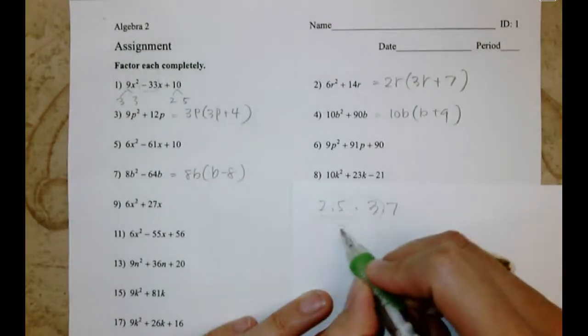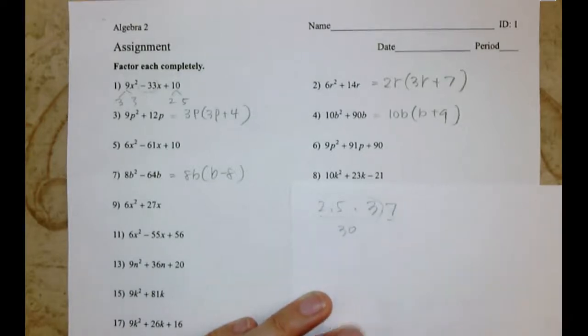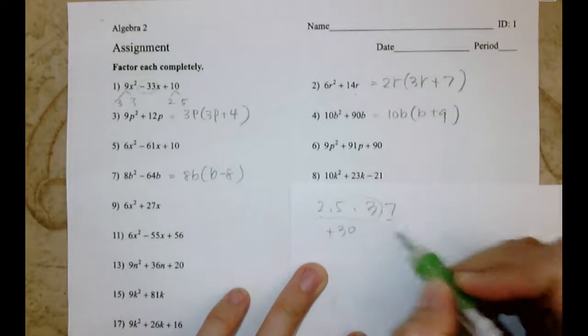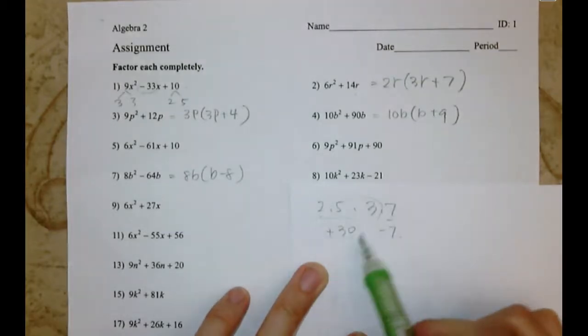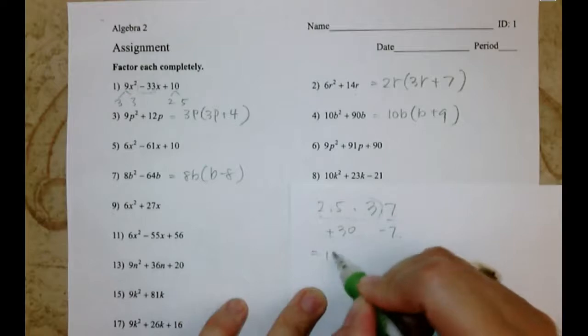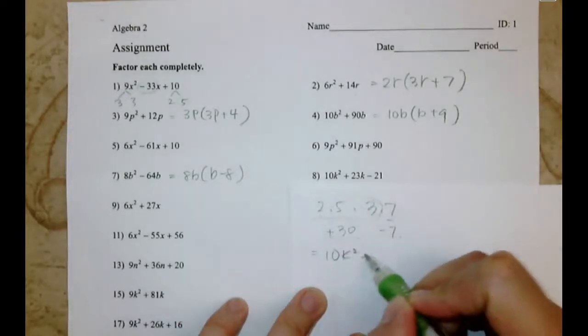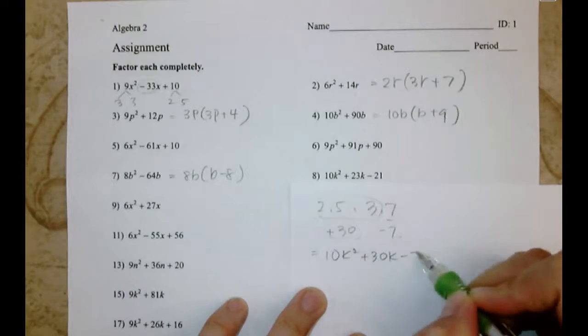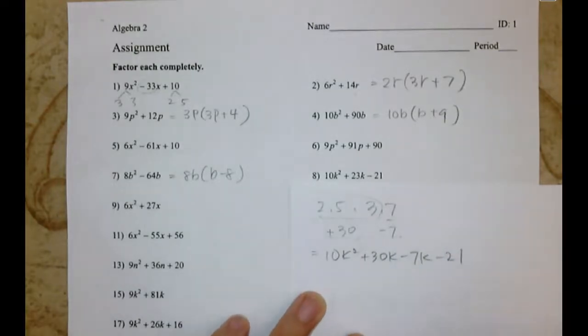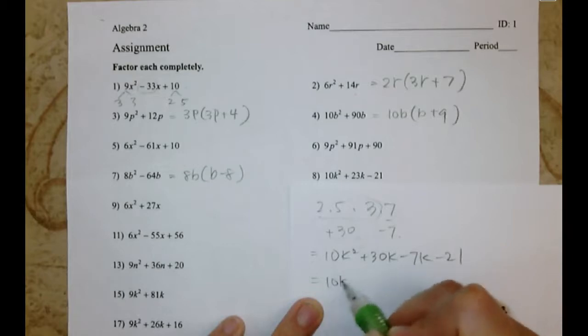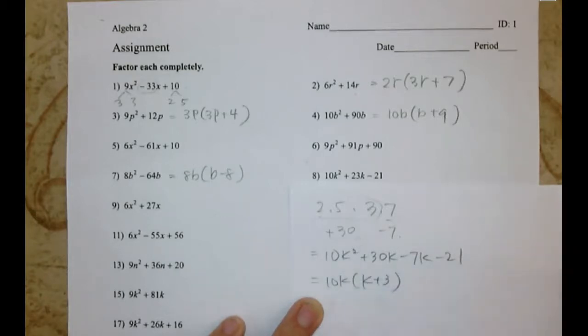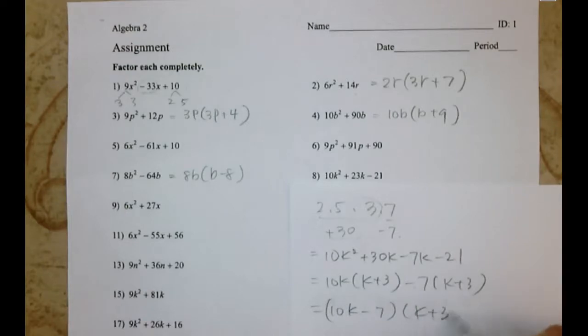So this is 30, and that's 7. The difference is going to be 23, so that's it. And this is going to be positive, and then minus 7, because the bigger number is going to be positive. So that means this equals 10k squared plus 30k minus 7k minus 21. So 10k out, and then k plus 3, and you want to factor 7 out, so that's k plus 3, actually negative 7. So that's k plus 3, it's the same thing. So the 10k minus 7 times k plus 3.